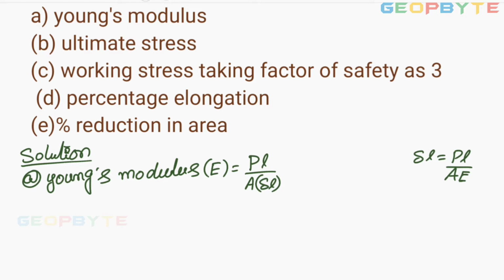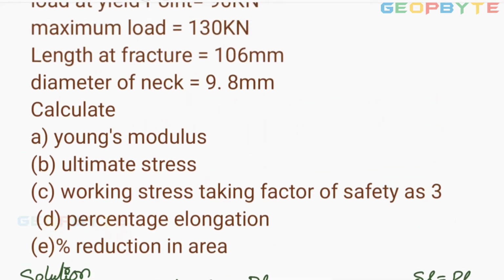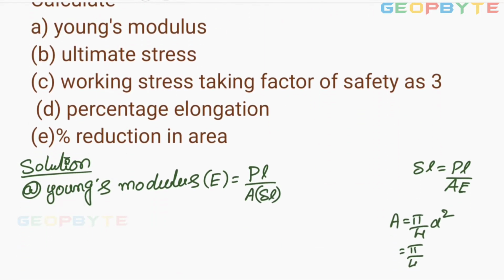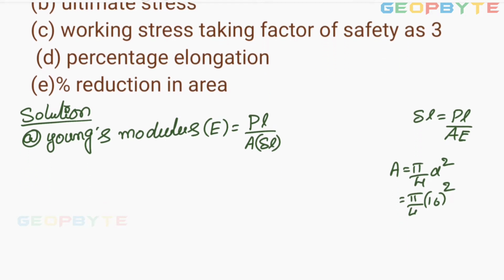First, let us find the area. Area of the cross section A equal to pi by 4 into D square. Pi by 4 into the diameter given is 16 mm, 16 square. This value is around 201.06 millimeter square.